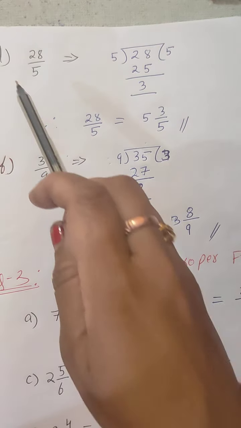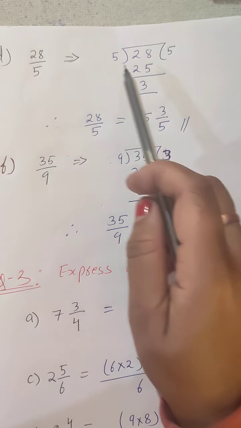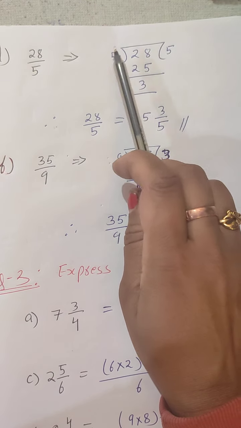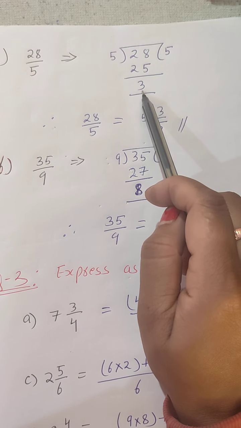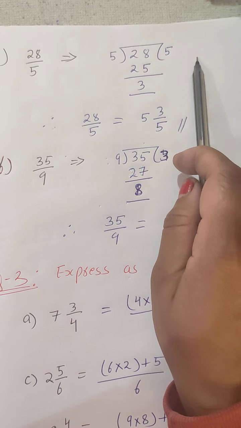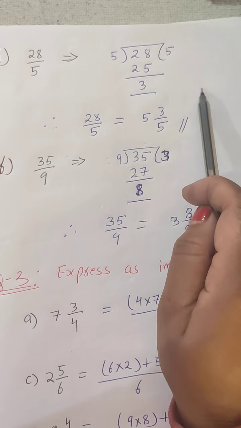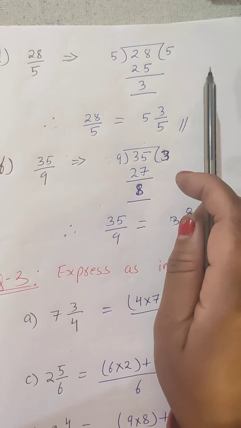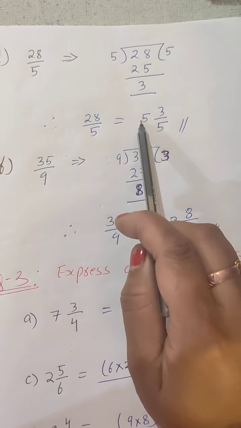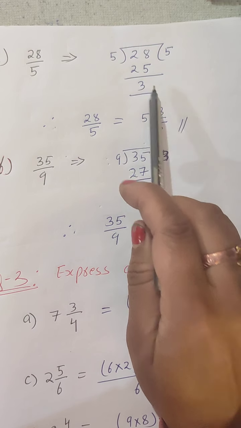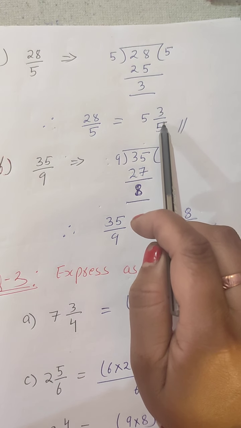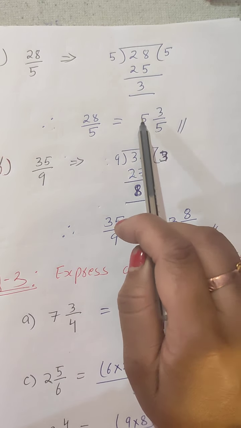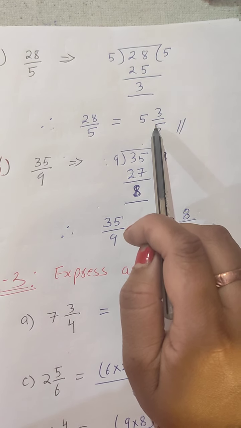A few more I have done for you. This is 28 by 5. You have to divide 28 by 5. So 5 5s are 25. The remainder is 3. So you have to write quotient, remainder and divisor. I have written directly. You write all three things. The quotient will come as a whole number, so 5. The remainder will come in the numerator, 3, and the divisor will come in the denominator, 5. So it will be 5 and 3 by 5.